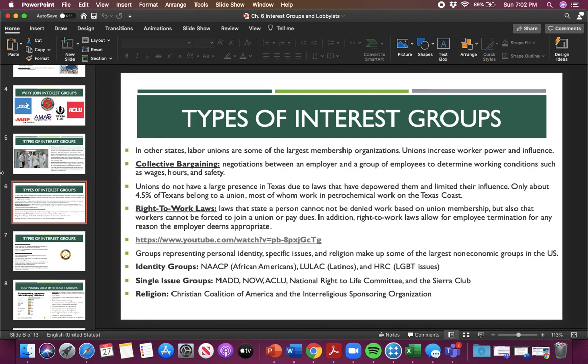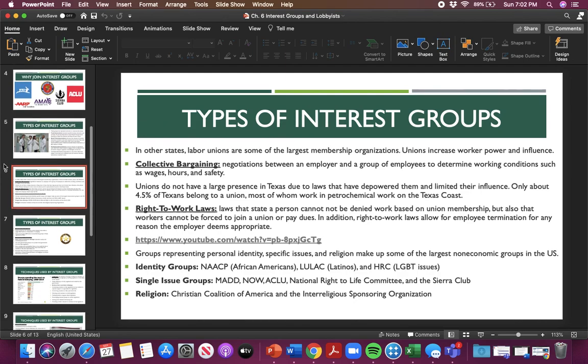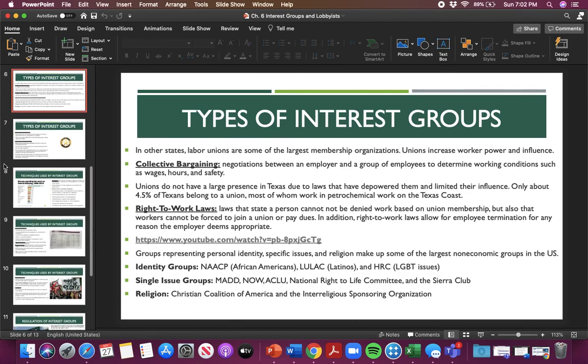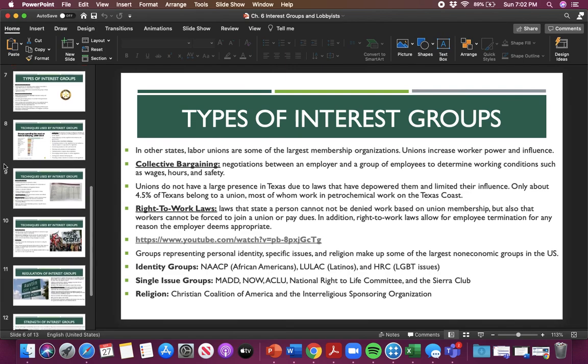And then we have our religious groups, Christian Coalition of America, Interreligious Sponsoring Organization. There's a few more that have a lot of influence in politics, even though religion isn't really supposed to be advocating for political causes because they are tax exempt. There are religious interest groups and lobbyists and things like that who are trying to get our elected officials to essentially legislate morality. That is kind of what these groups do.